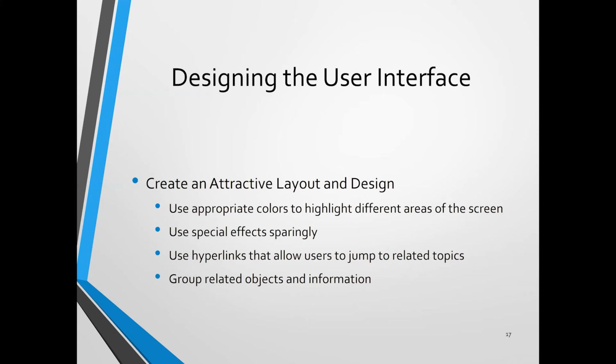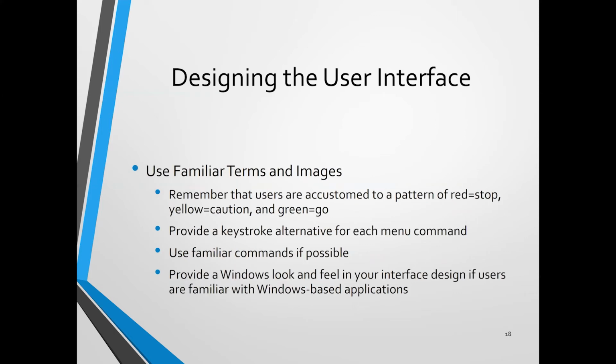After that, when we talk about terms and images, as I told you earlier, you should use familiar terms and images to the users. Remember that users are accustomed to a pattern of red means stop, yellow means caution, and green means go. Here we use color to help. Next, provide a keystroke alternative for each menu command. For example, for save, you may provide a key like S to save for the users.